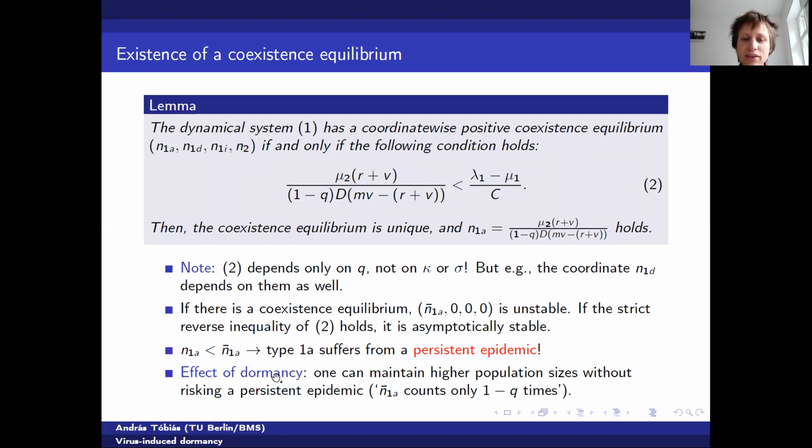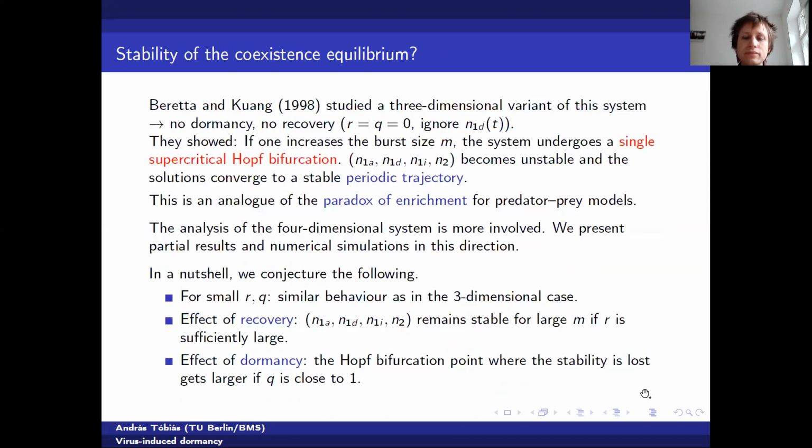The effect of dormancy here is that type 1a can maintain higher population sizes without risking a persistent epidemic, because you can see here that m1a bar basically counts only 1 minus q times. So you have to have a higher population size in order to have a persistent epidemic, and this is the advantage of dormancy.